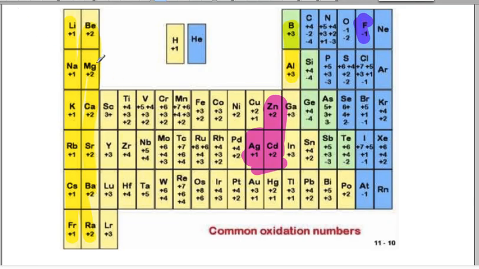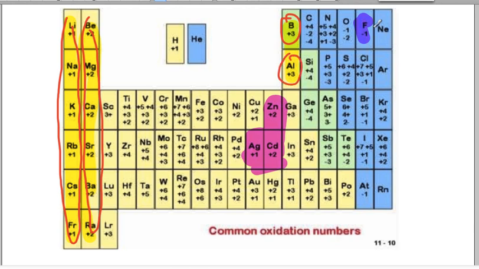Now, if you look here on the periodic table, this is just what I was talking about. Group 1 is all plus 1. Group 2 is all plus 2. Boron and aluminum are always 3+. Fluorine's minus 1. If you look here, you were supposed to memorize this earlier in the year. Zinc is 2+, silver's plus 1, and cadmium's 2+. So those are ones that never change. And everything else is pretty much variable when we go through here. And that's what we'll talk about.